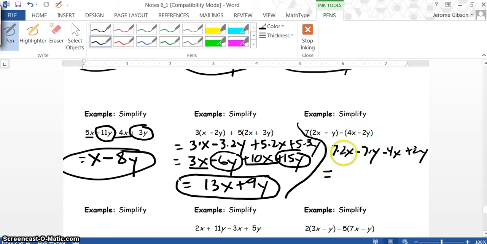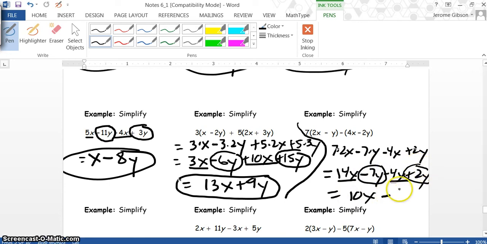So now we will take 7 times 2x, which is 14x. A minus 7 times y is a negative 7y minus 4x plus 2y. Now we combine like terms. 14x minus 4x is 10x. A negative 7y plus 2y will give us a negative 5y. And that is the final answer.